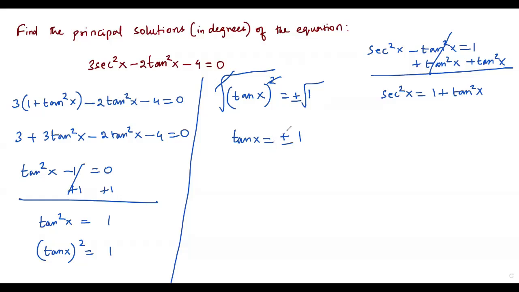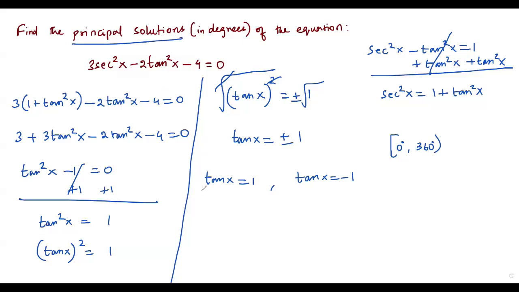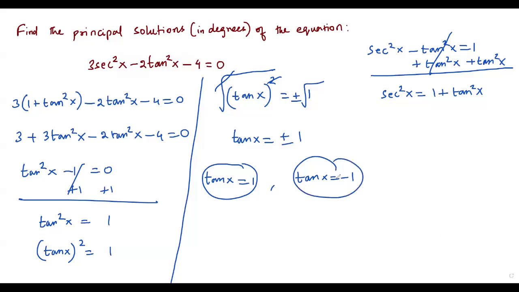One time we can write for the positive sign, other time we can write for the negative sign over here on the right side. Then I'm getting tangent x equals 1. The other equation is tangent x equals negative 1. Now we have to solve these two equations for x, and the angle measure we get for x has to be in degrees, and also it has to be in the interval 0 degrees to 360 degrees, as I explained earlier, to get principal solutions.